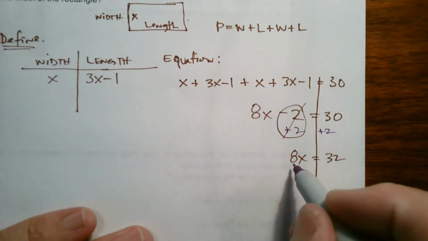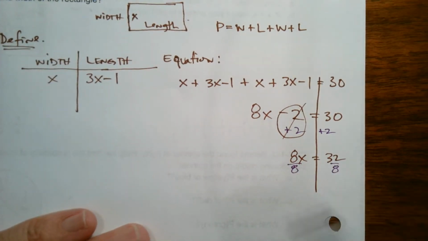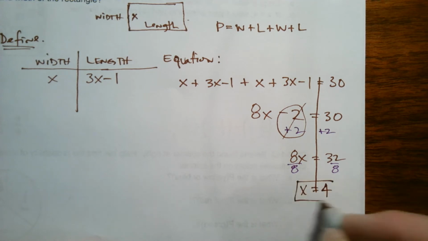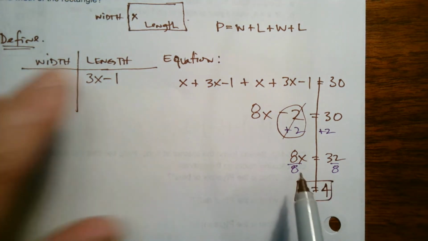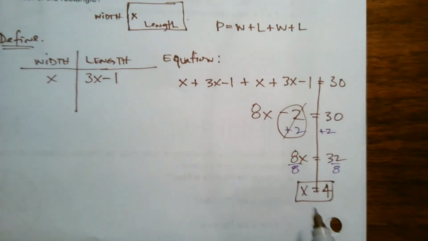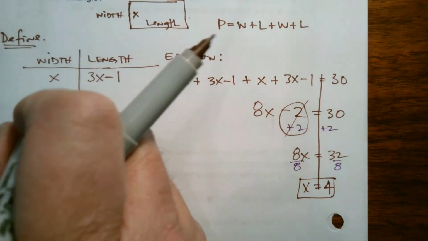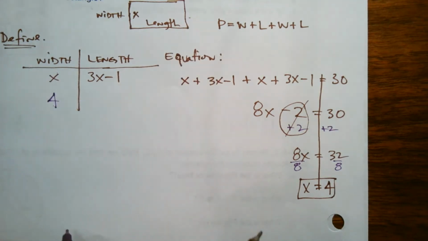And then divide by the coefficient. And therefore x is equal to 4. Not done though, because I've got to answer the question. It wants to know what are the length and the width. So if x equals 4, put it back into my variables. That means the width is 4.